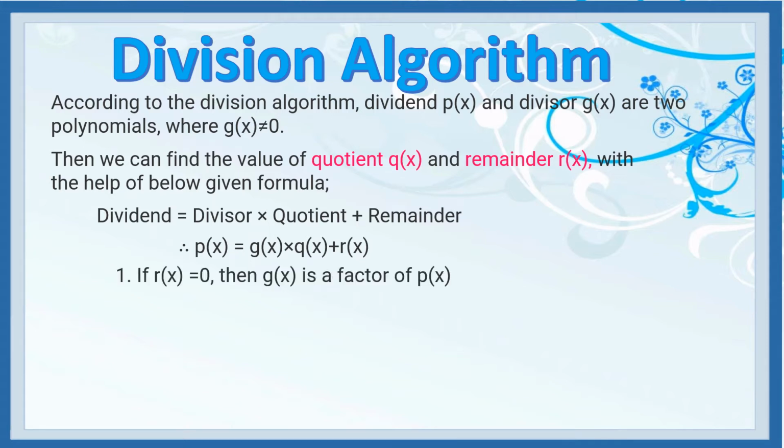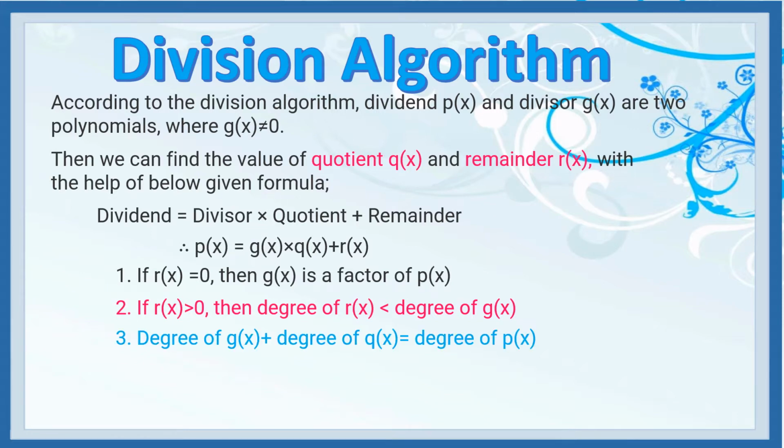Here we have three conditions. If r of x equals 0, then g of x is a factor of p of x. And if r of x is not 0, then the degree of r of x is less than the degree of g of x. Degree of g of x plus degree of q of x equals degree of p of x. We can prove this by giving different examples in the last sum, fifth sum.